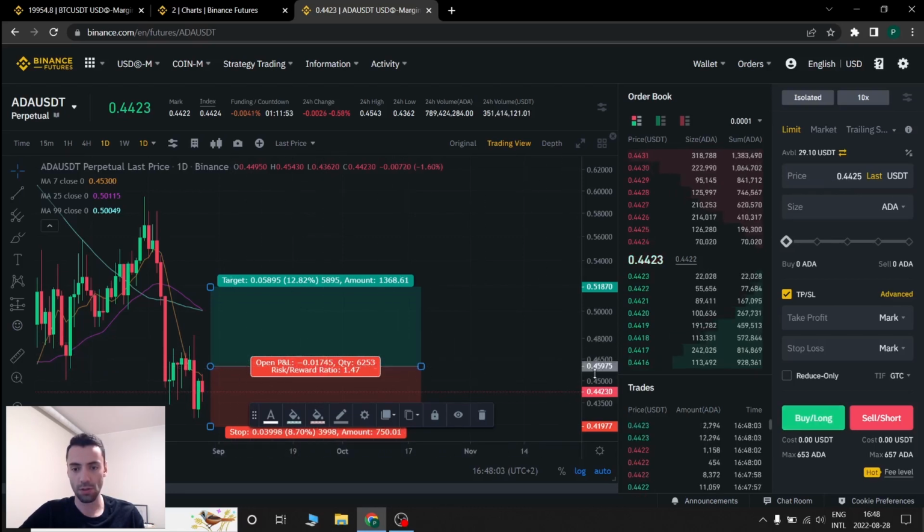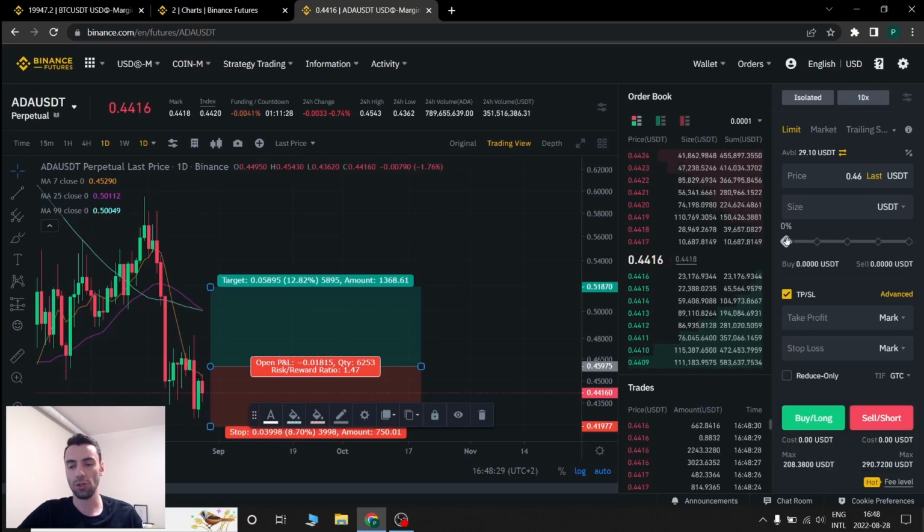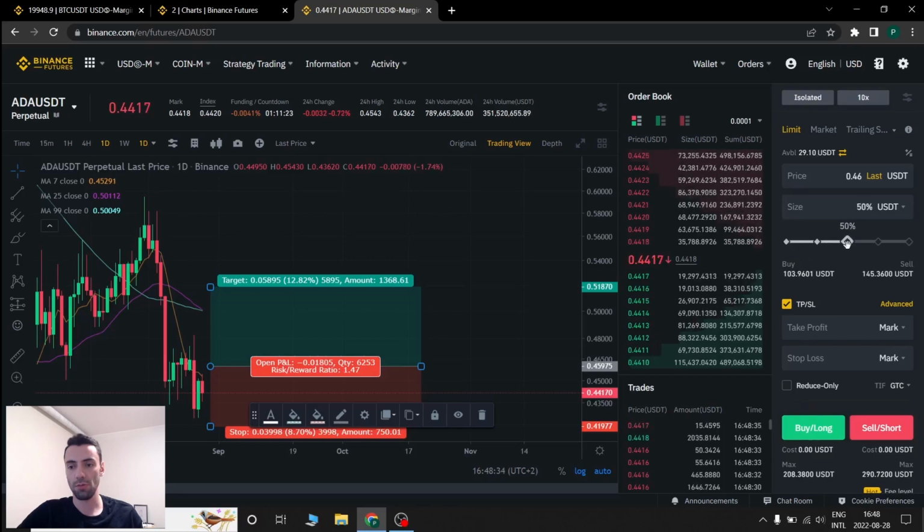So here we can set the price, and what was it? 0.45. Let's put it on 46 cents randomly. So we put 46, and how much Cardano do we want? We can change this bar per percent. For example, we want 50%, or you can change here to USDT. How much of our USDT are we going to involve? For example, 50% of our USDT. Out of this 30, for example, it becomes around 15.